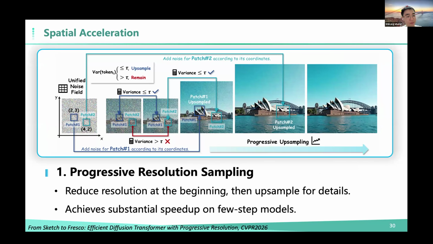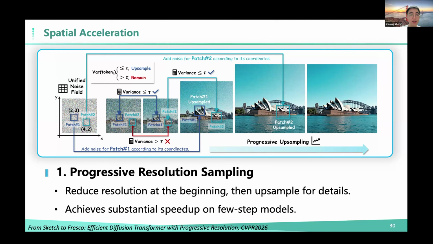So what we try to do is, instead of choosing which token to merge or which token to prune, we just reduce the latent resolution during the denoising process. It's like we compress the whole image into a lower resolution. We call this progressive resolution sampling. We reduce the resolution at the beginning, and then we upsample it later in the denoising process for fine-grained details. So this achieves a substantial speedup on few-step models, and avoids the problems that I just talked about.